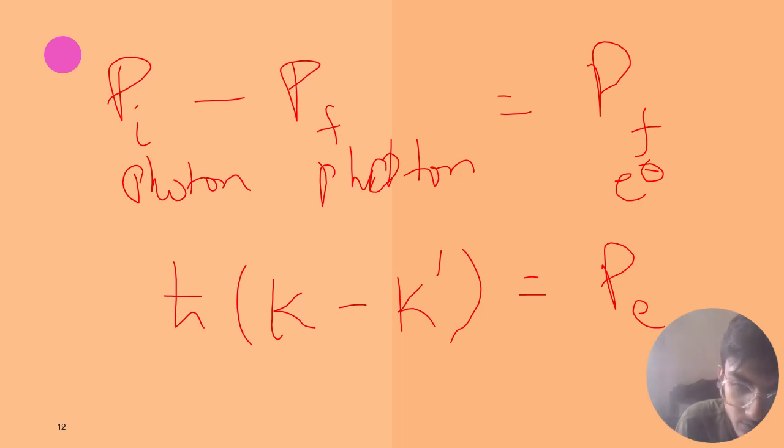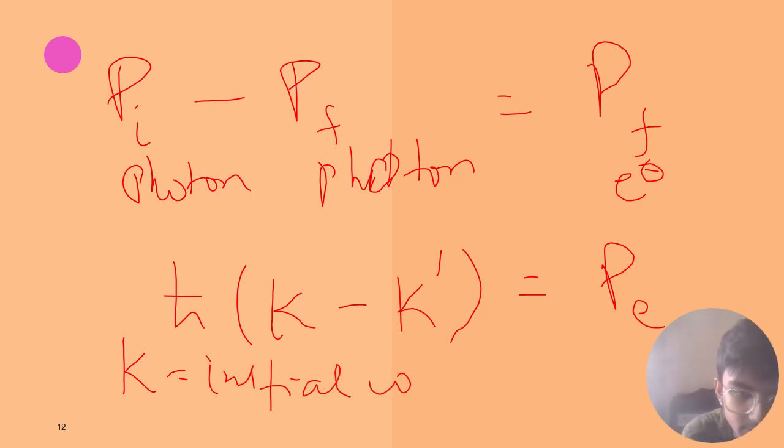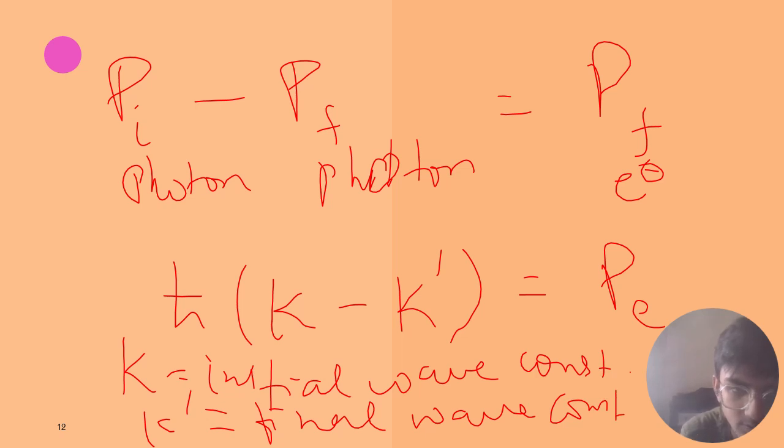This is our second equation. I hope it's clear to you. Just have a look on this. ħ(k − k') we have discussed. If I missed, here we are discussing k is your initial wave constant and k' is your final wave constant. So we have taken ħ common and then we have reduced to this.